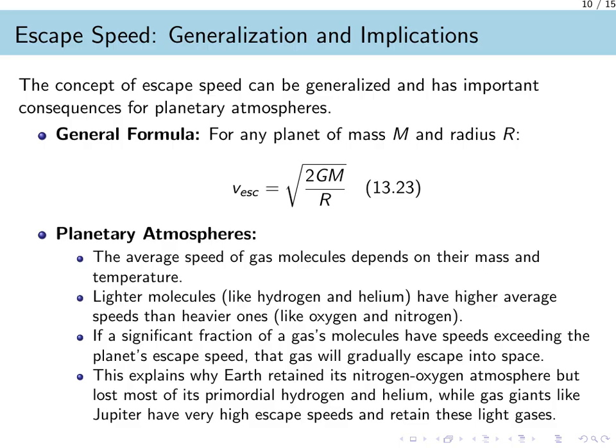If the average speed of a gas's molecules is a significant fraction of the planet's escape speed, that gas will gradually leak away into space over time. This is why Earth held onto its heavier nitrogen and oxygen, but lost most of its early hydrogen and helium. In contrast, a gas giant like Jupiter has a very high escape speed, allowing it to retain even these lightest and fastest moving gases. Therefore, a planet's escape speed acts as a gravitational filter, determining which gases it can hold onto to form its long-term atmosphere.